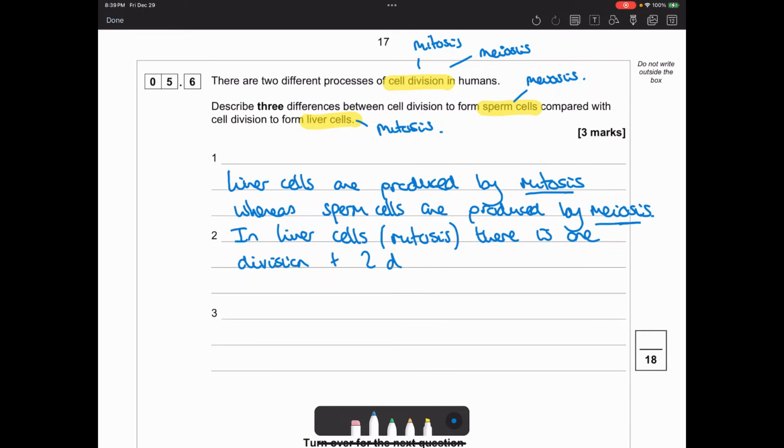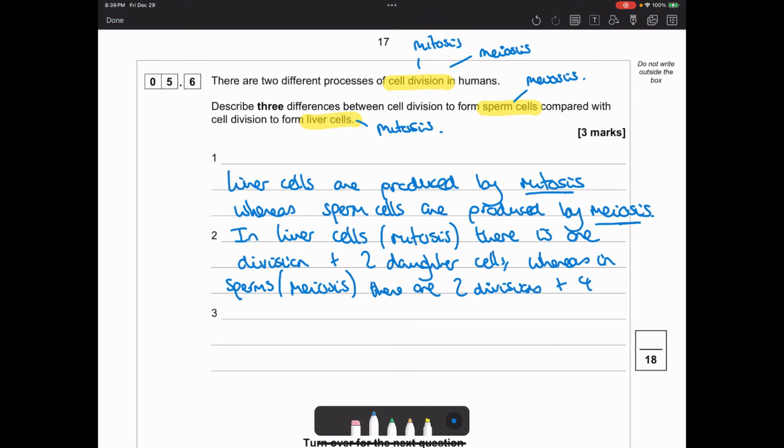And 2 daughter cells. Whereas in sperms, which is meiosis, there are 2 divisions and 4 daughter cells.